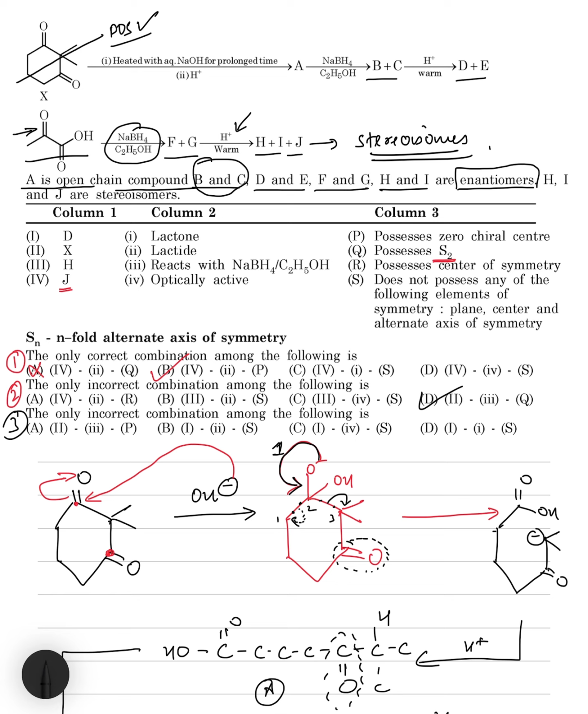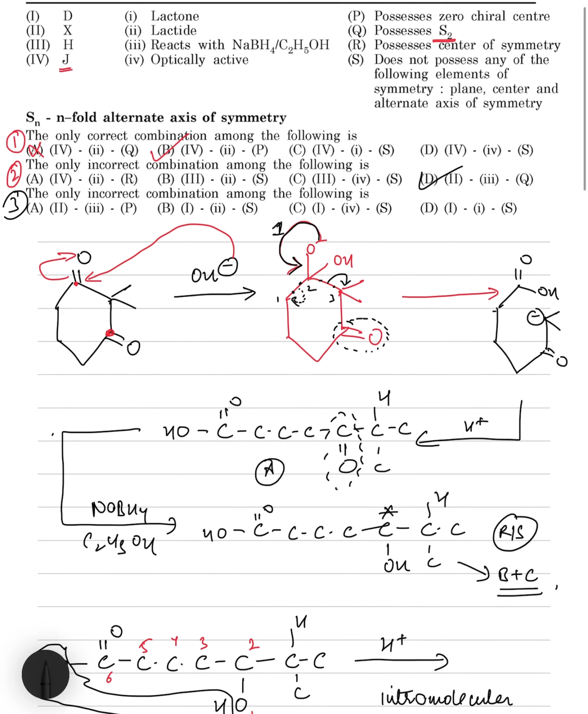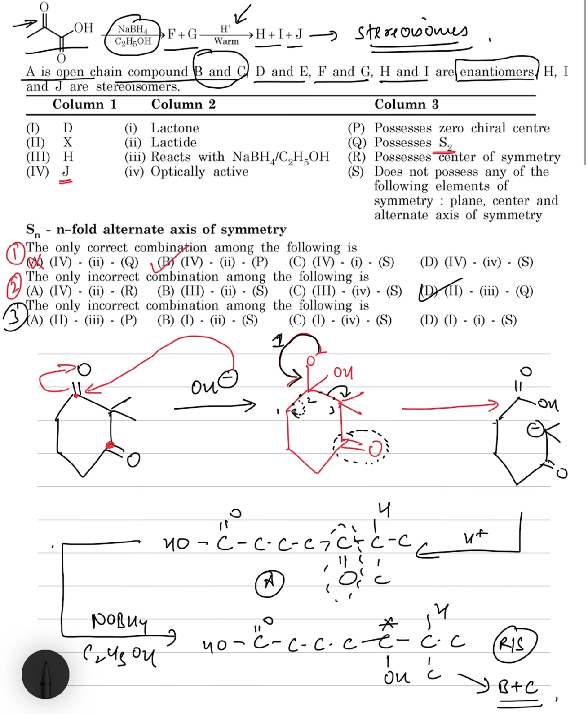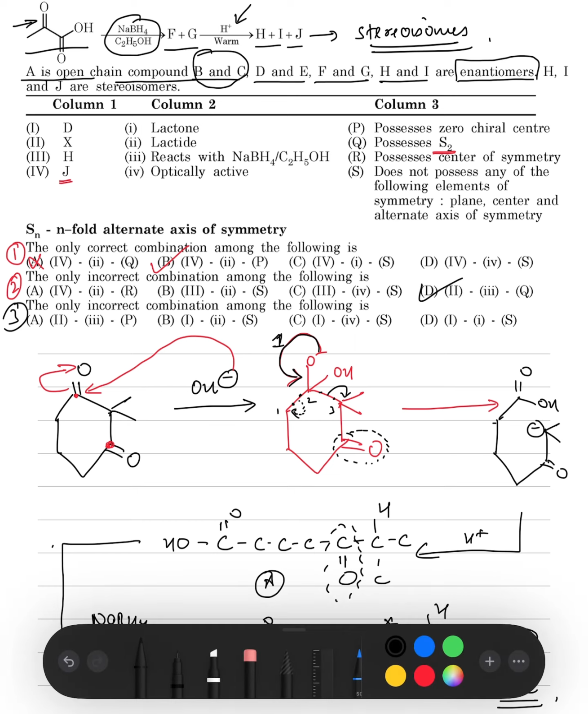B, first, second, S. First is D, right? D is what? D is the lactone which we have obtained. Let me just show it to you. This one, the D is the lactone which is obtained. The question says D, and the first one is D. Second is lactide. No, second is actually what? This combination is not correct. If you talk about this combination, 1, second and S is not correct, because one is basically lactone, not lactide. So it is the incorrect combination.